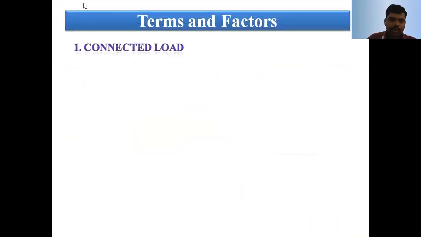The first one is connected load. Connected load is the sum of the continuous ratings of all the equipment connected to the supply system. That is, the sum of the continuous ratings of all the equipment connected to the supply system is nothing but the connected load.